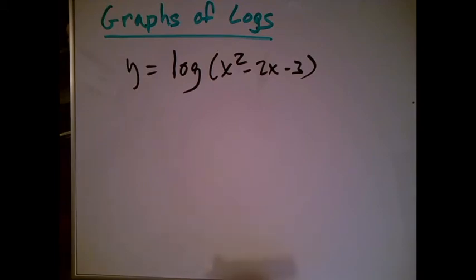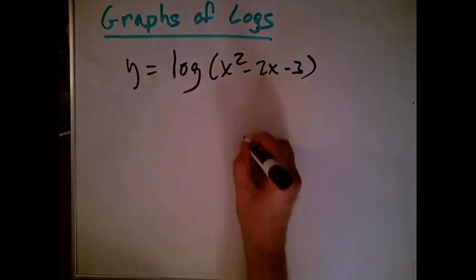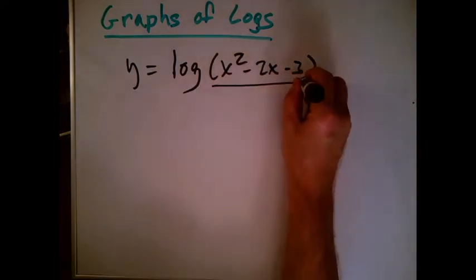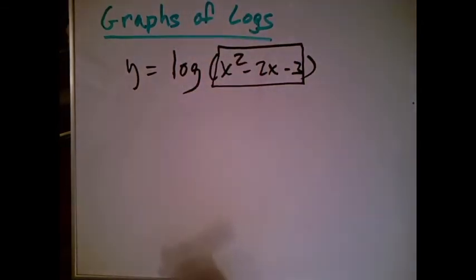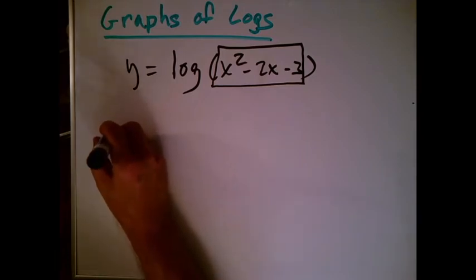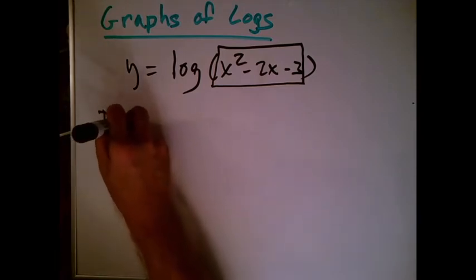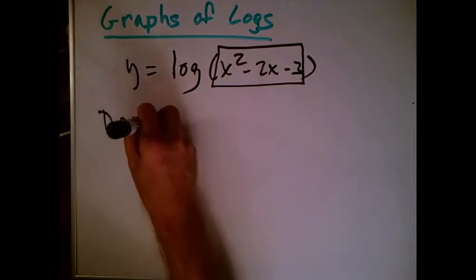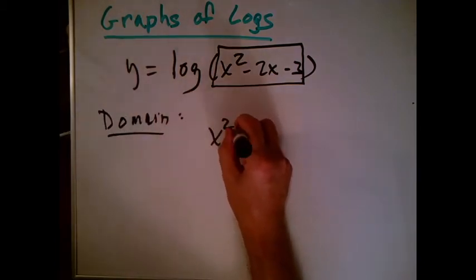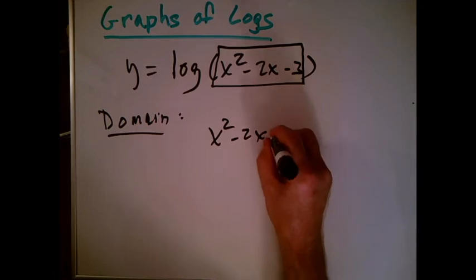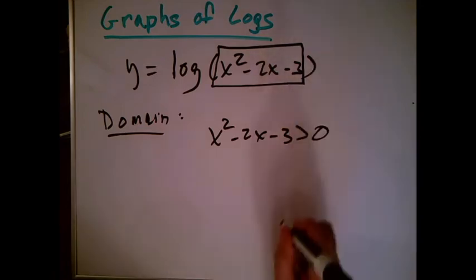We know when we normally find domain, we look insides of square roots and we make sure it's positive. Log is no different. If someone asks for the domain of a log function, we have to look on the inside and make sure that's positive. So for the domain, we have to solve the inequality x squared minus 2x minus 3 is positive.